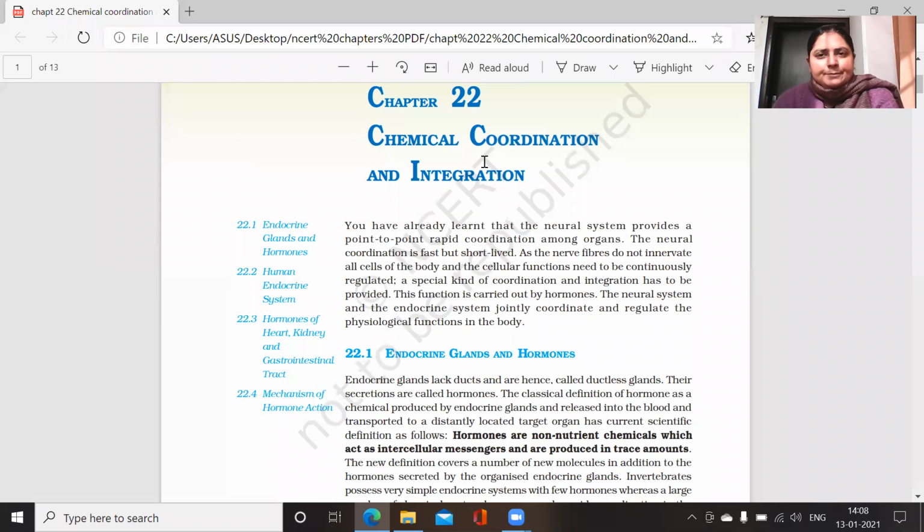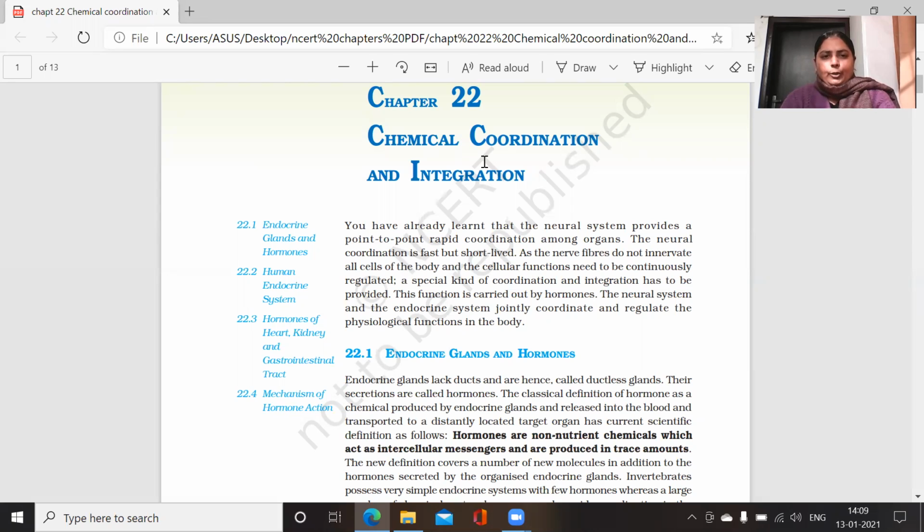Good morning, students. Today we are going to start chapter 22 of our NCERT book, and that is Chemical Coordination and Integration. In this chapter, we are going to study in detail about the endocrine glands. How many types of endocrine glands are there in the human body? And about their chemical secretions. All of you remember the chemical secretions of the endocrine glands.